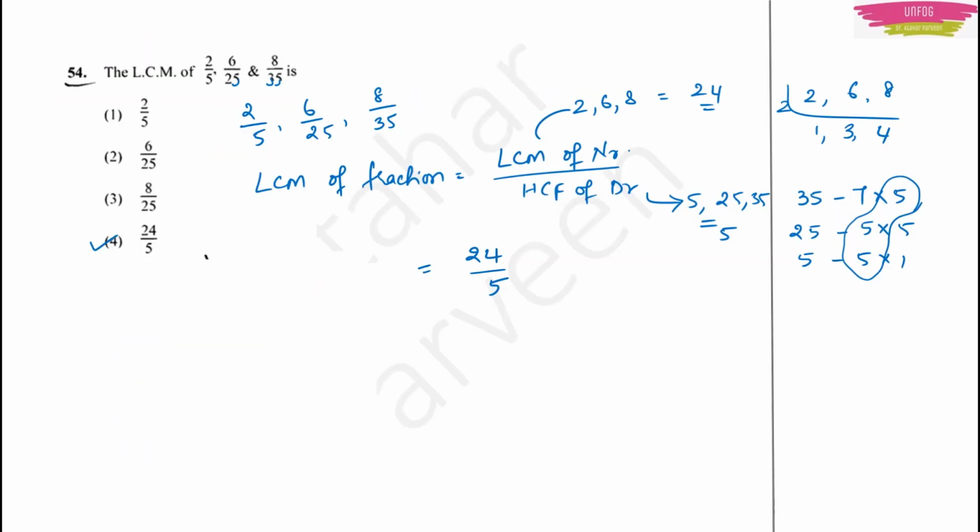Actually, the same type of question was asked in the 2015 HSTR question paper. The LCM of 2/5, 6/25 and 8/35 is. There also I used the same formula. LCM of fraction is equal to LCM of numerator upon HCF of denominator. Then I solved this sum. Here I also showed you how to find the LCM and HCF.